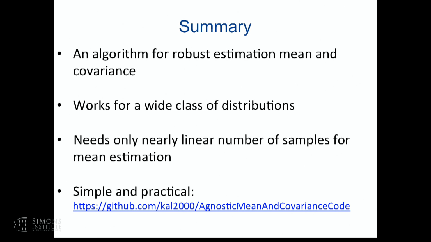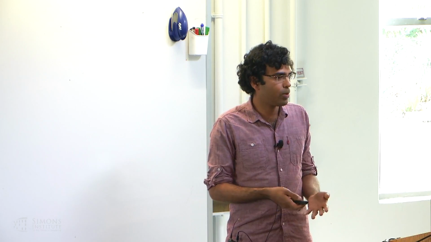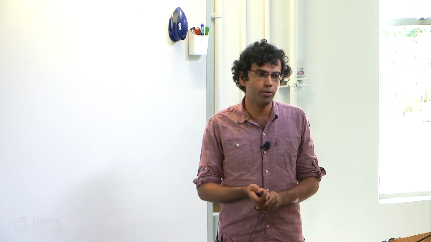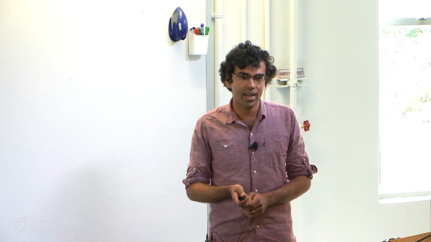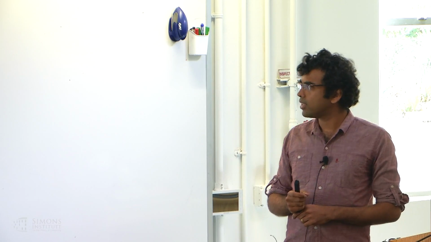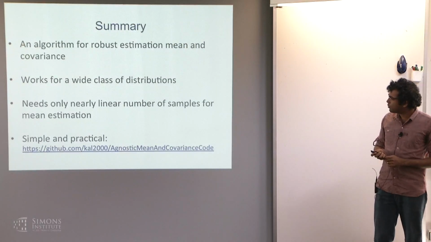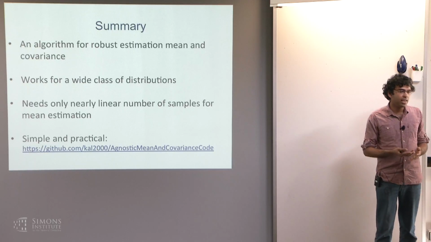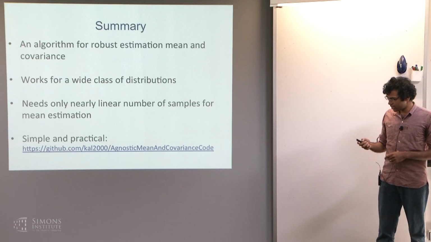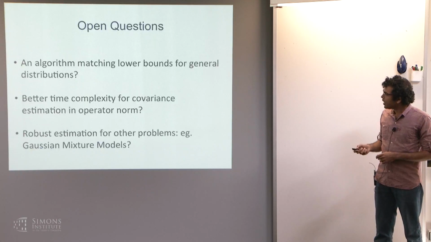So just to summarize, we give an algorithm for estimating mean and covariance robustly, and estimating covariance matrix robustly will have many applications. In the paper, we show how it can be used for doing independent component analysis when there is a small fraction of arbitrary noise. And for mean estimation, it requires only nearly linear number of samples. And you can find the code here.